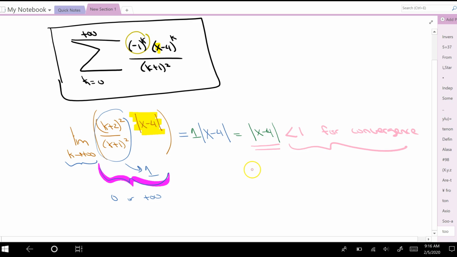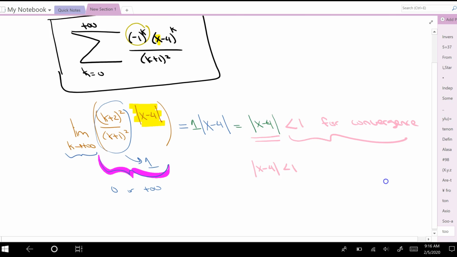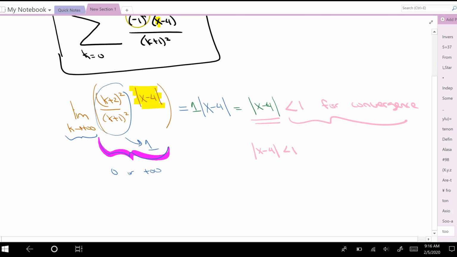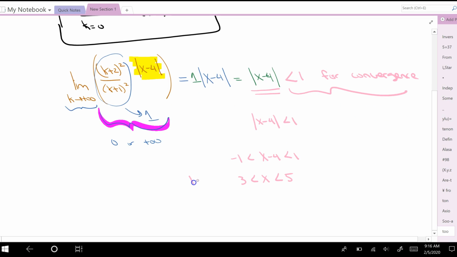Well, what does it mean for the absolute value of x minus 4 to be less than 1? Look at us, absolute value inequality. I believe we're in the world of math 2. That means we want x minus 4 to be between 1 and -1. If we solve for x, that means we want x to be between 3 and 5. What we've just said here, everyone, is if x is between 3 and 5, the series will converge.